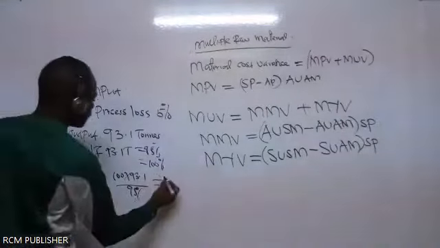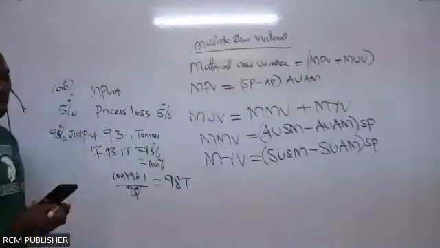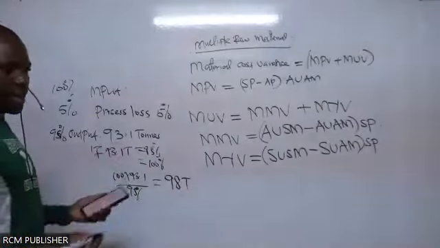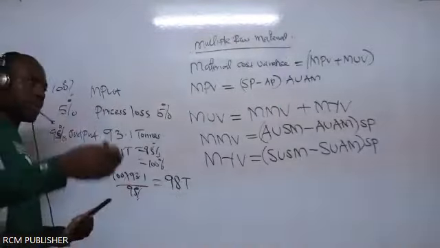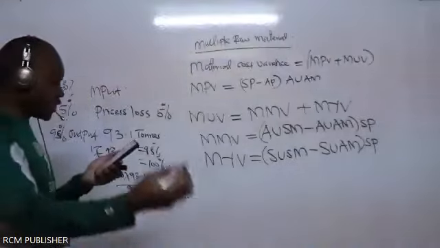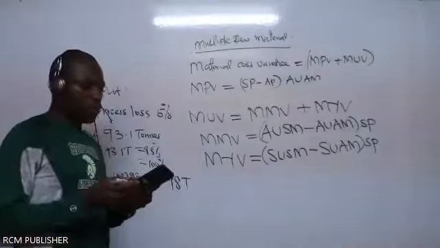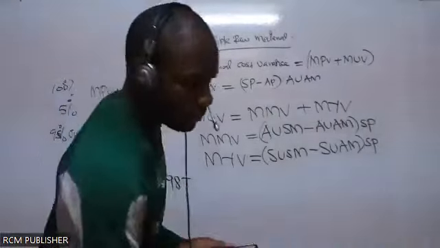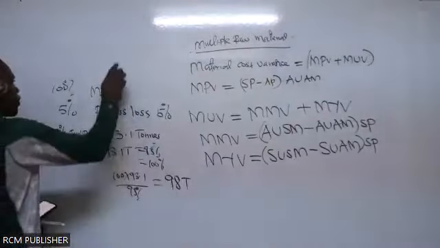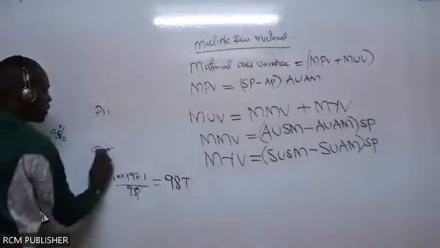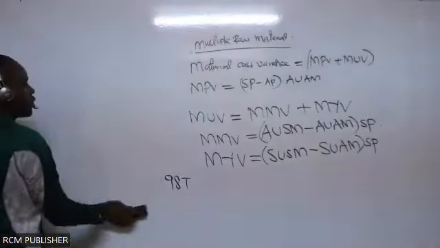So 98 tons were brought in. So the standard input is 98, and they are going to share that 98 based on the proportions that are given there. The 50, the 40, and the 10 will be shared based on the proportion that we have there. This is what we need to calculate. If you compare it with the other question, you are able to see we also add a process loss.